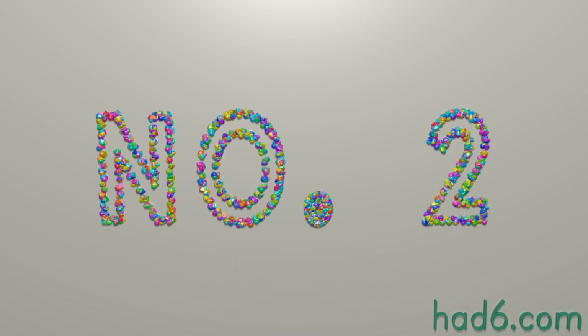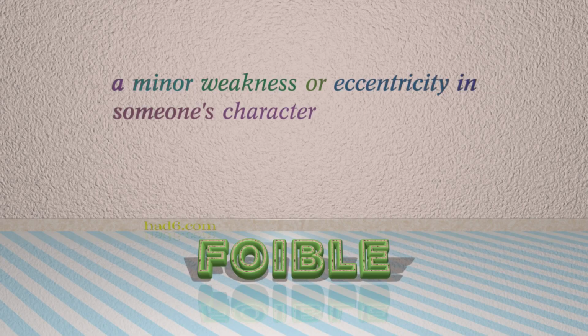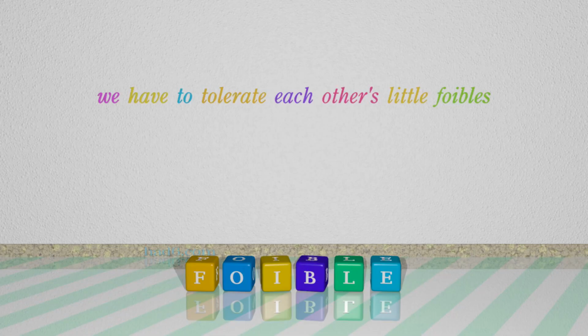Number 2. Foible, which means a minor weakness or eccentricity in someone's character. Foible. For example, we have to tolerate each other's little foibles.